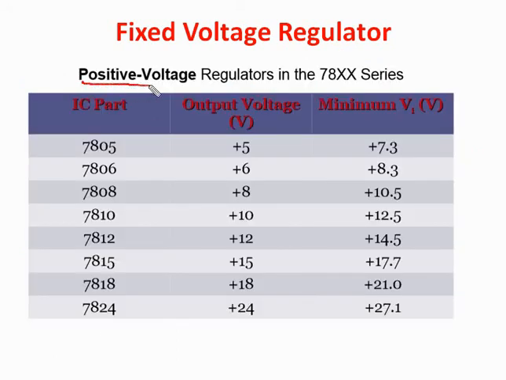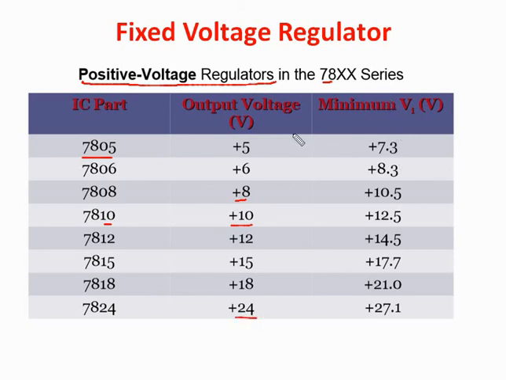So positive voltage regulators are in the 78 series. Suppose we require a 5 volt output, so it is the 7805. 7806 means we get plus 6 volt at the output side, 7808 means 8 volt, 7810 gives positive 10 volt, then 7815, 7818, 7824, so we get this kind of voltage.